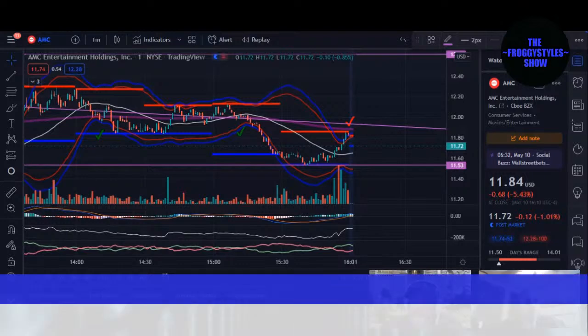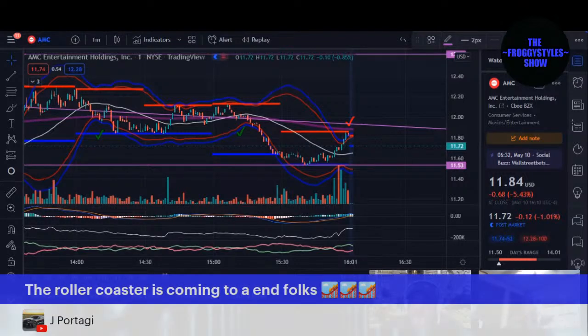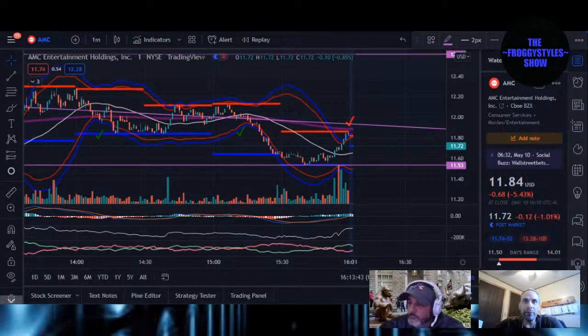Jay Porgy says the roller coaster is coming to an end, folks. I really hope he's right, because P&L gets worse per day. Like I'm finally under my average, so it kind of sucks. But I'm buying more now than I was before. I think it's just numerical based. They keep making it cheaper, so I get more quantity. Now I don't mind buying as much, because of all the information that we have now.